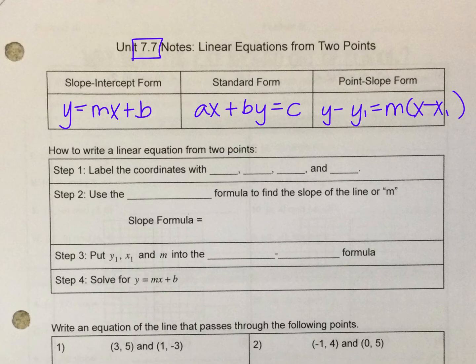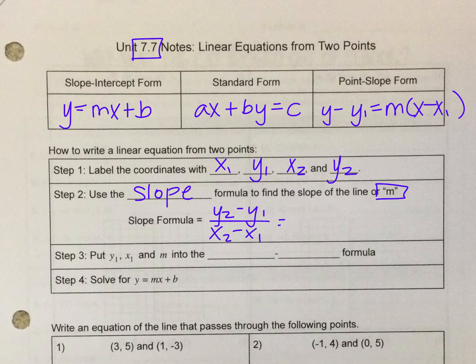So there are 4 steps. The first step is to label your coordinates, x1, y1, x2, y2. Step 2, use the slope formula to find the slope, or the m. y2 minus y1 over x2 minus x1 will equal your m.